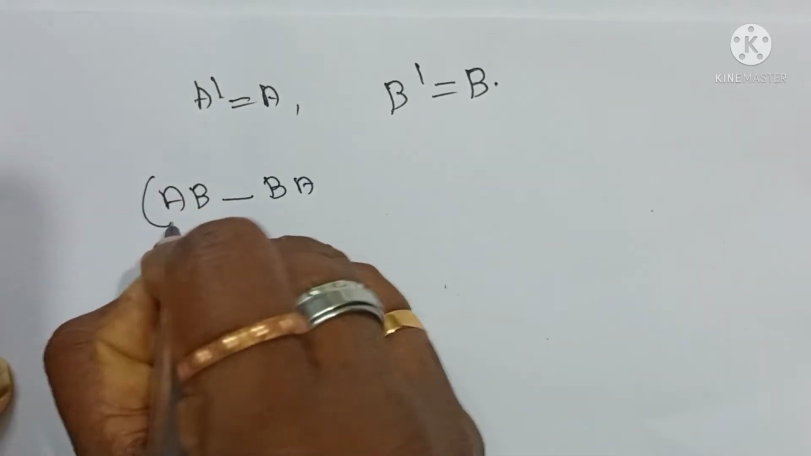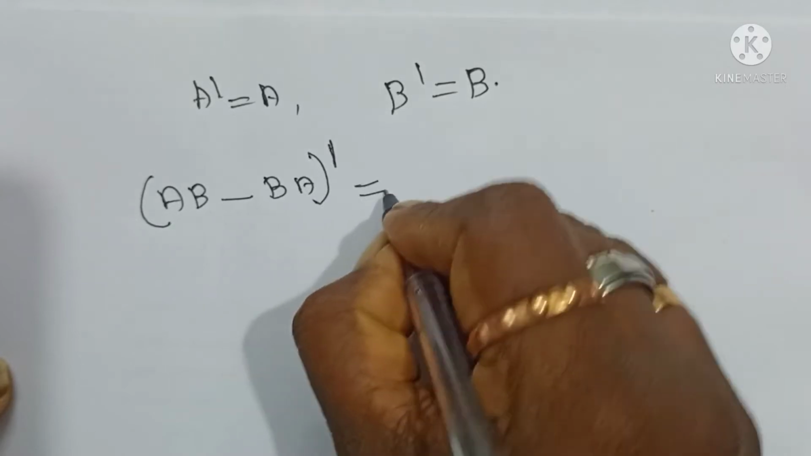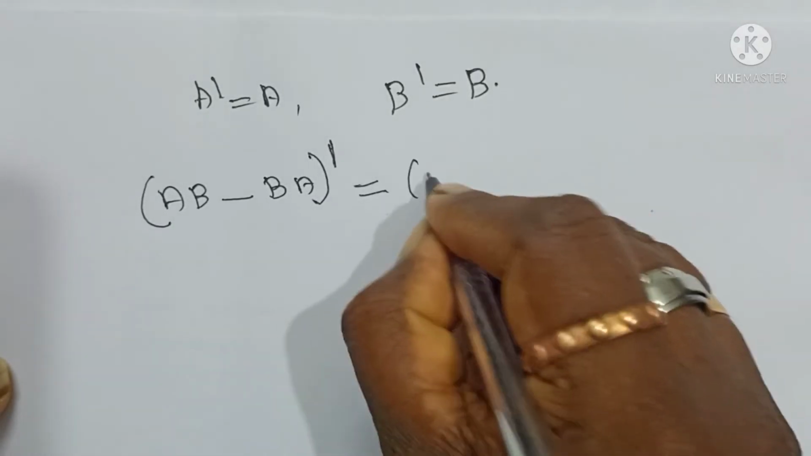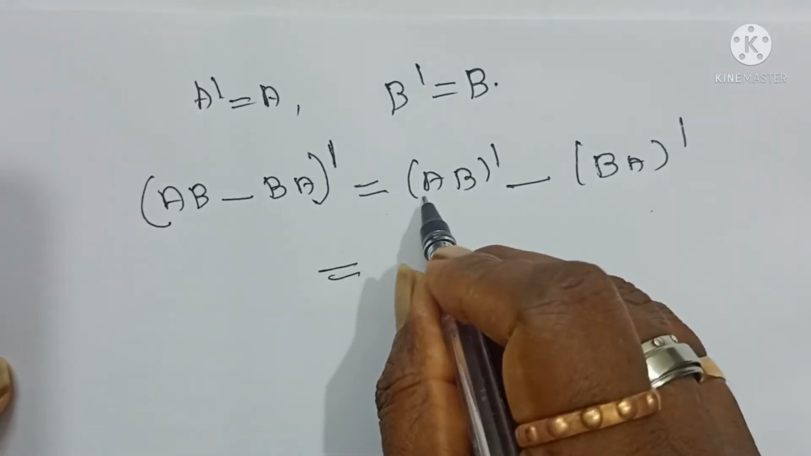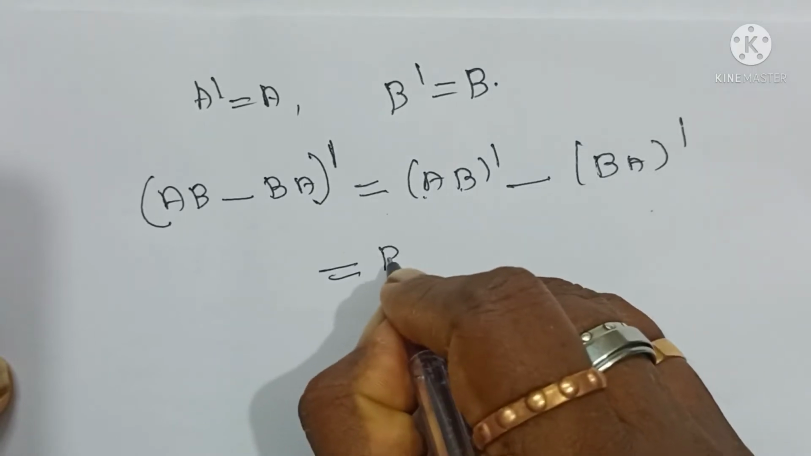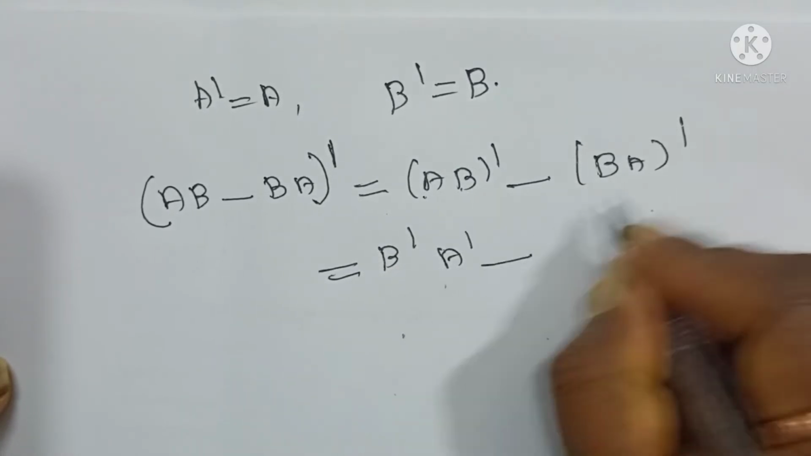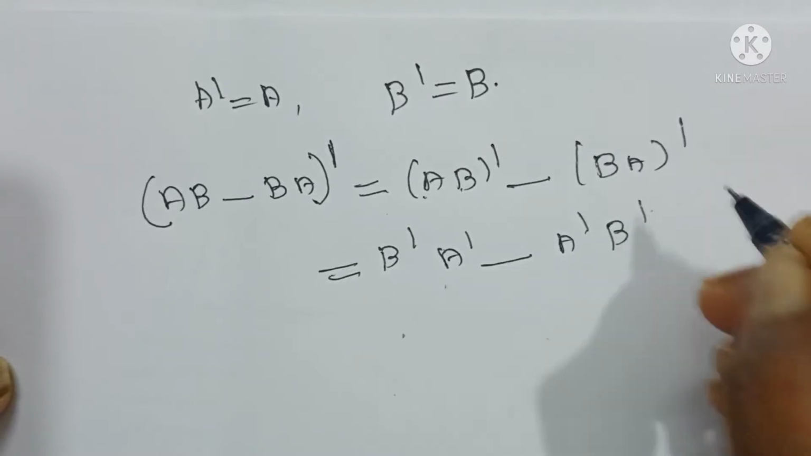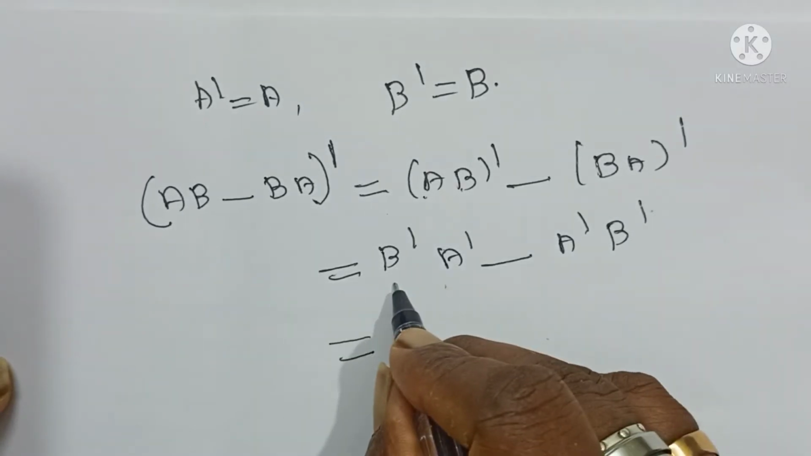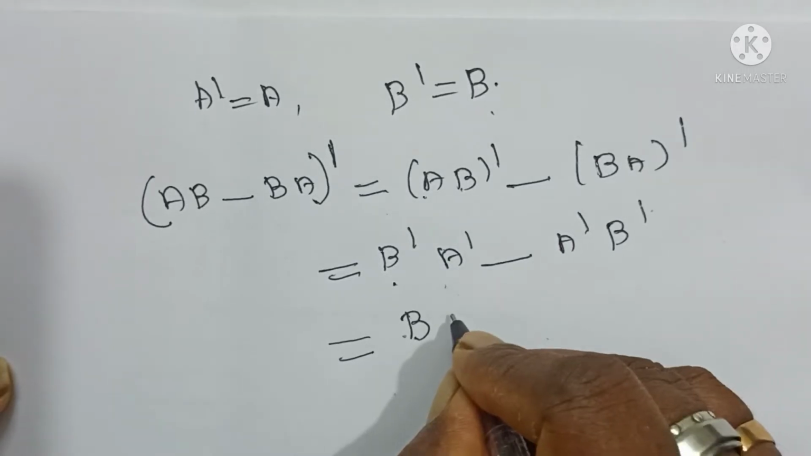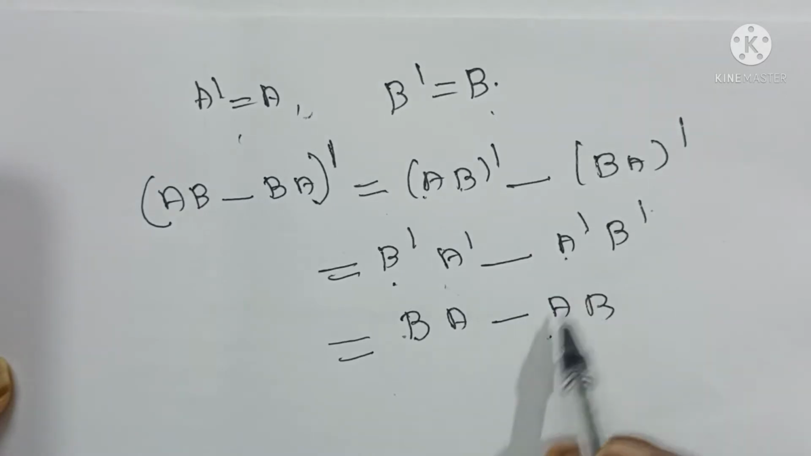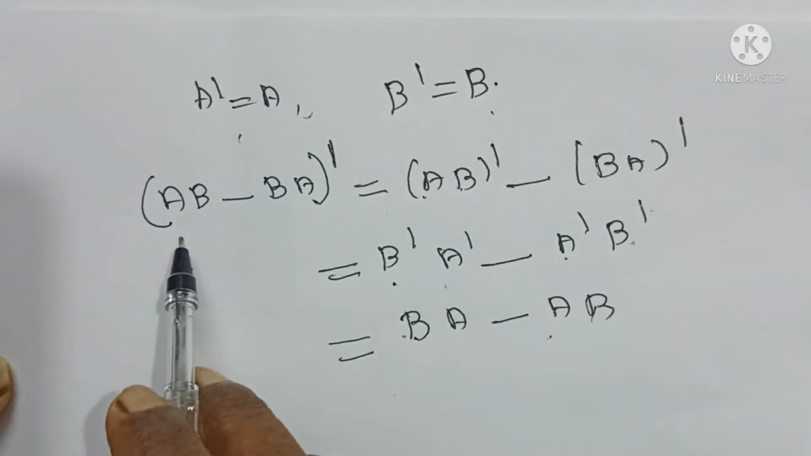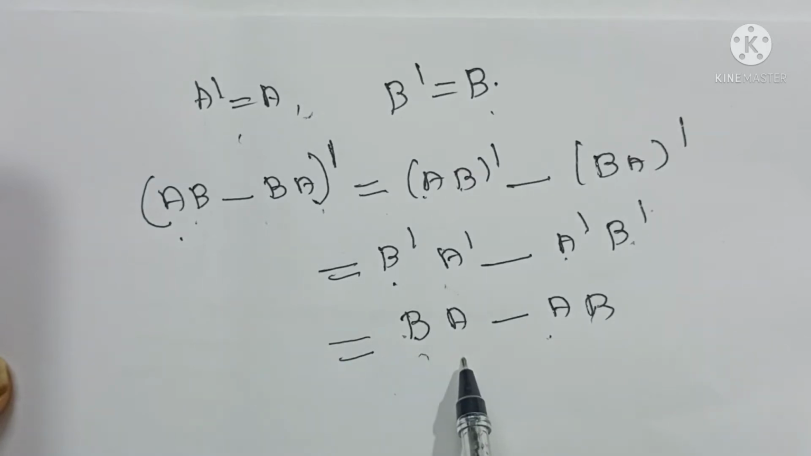So you have to find the whole transpose, which is equal to AB the whole dash minus BA the whole dash. What is AB the whole transpose? B transpose A transpose minus, same thing, A transpose B transpose. Here, what is B transpose? B. So BA minus AB. You have to substitute these values, instead of A dash A, instead of B dash B. So what is AB minus BA transpose? BA minus AB.